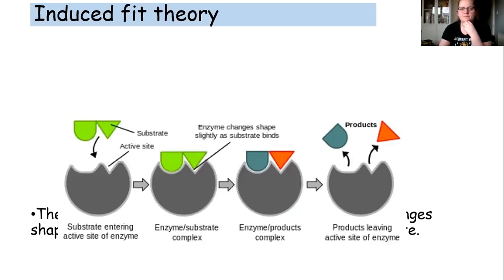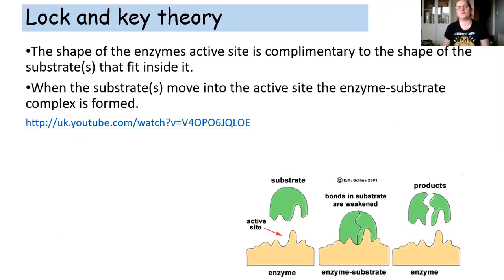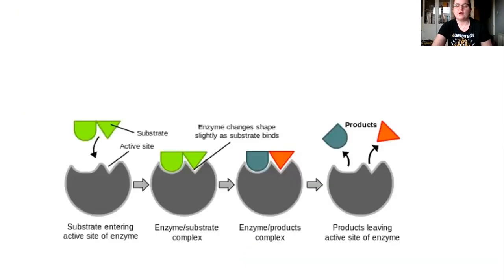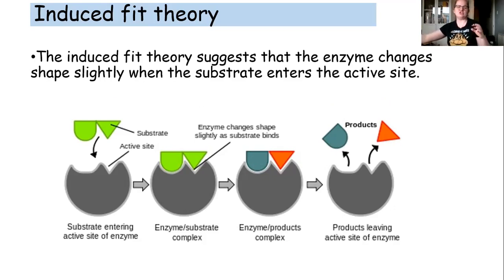We also now have induced fit theory. Lock and key actually works on the idea that they are perfect. They fit perfectly together, nothing needs to change, and it will just automatically go into shape. Induced fit theory actually looks into, well, is it going to definitely always be that exact shape? So induced fit theory suggests that enzymes actually change their shape slightly when the substrate enters the active site.